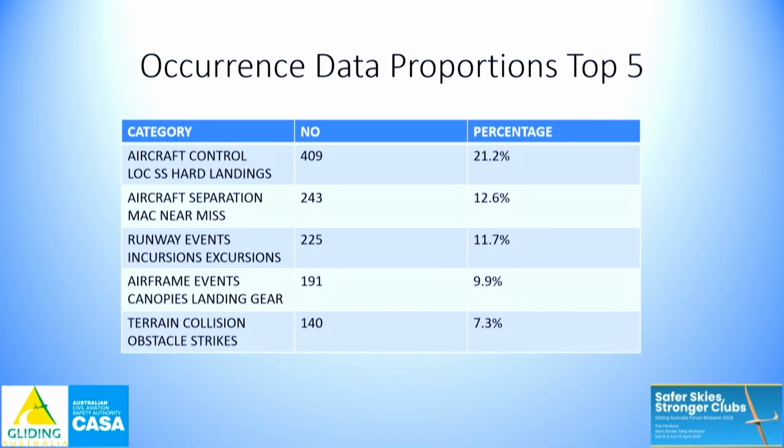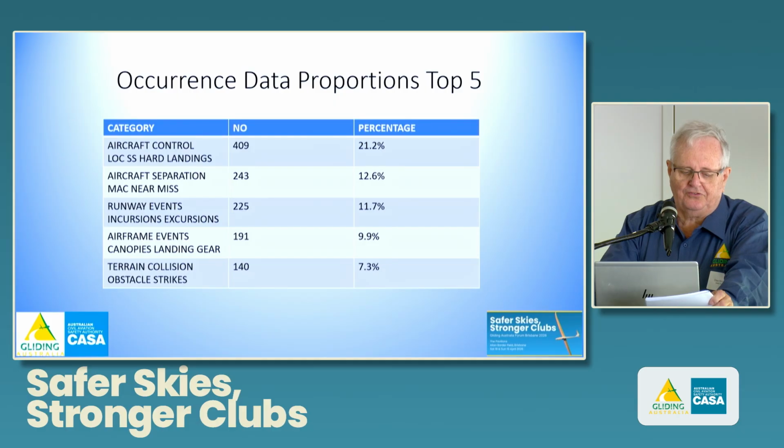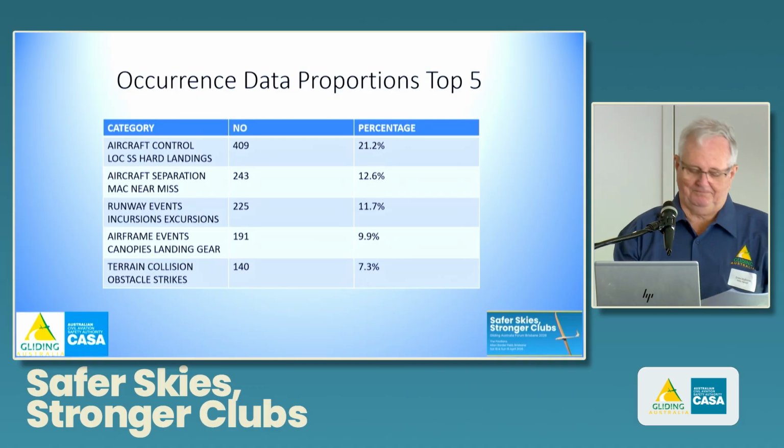So, our top 5 occurrence categories. Our top 5, you've got it in your handouts. By far the biggest. There's a whole bunch of categories: driving aircraft control accidents or loss of control, stall spin, hard landings, they're all in there. 400 odd, 21%. 21% of our occurrence reports relate to aircraft control issues. 12.5% relate to aircraft separation, mid-air collisions and near misses.